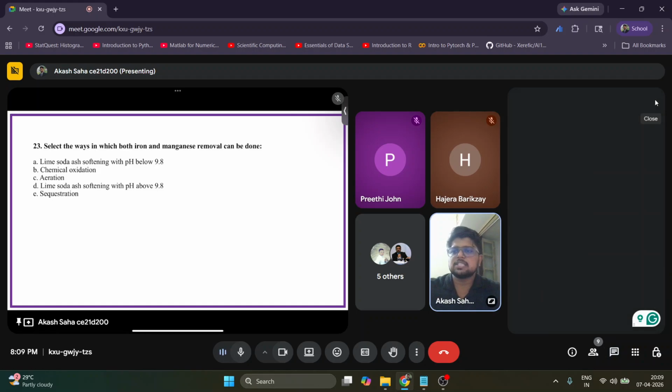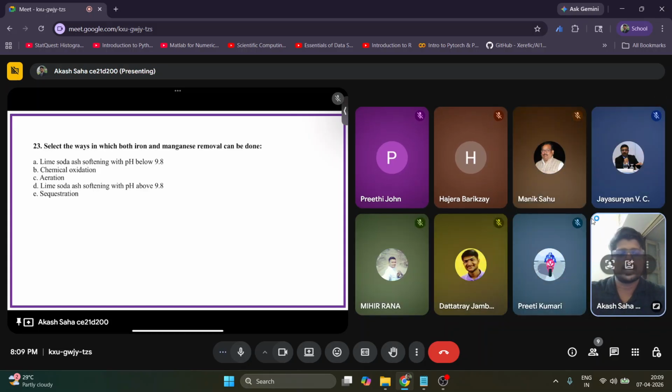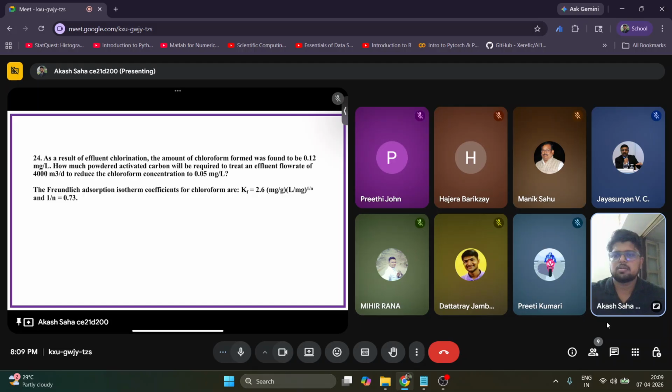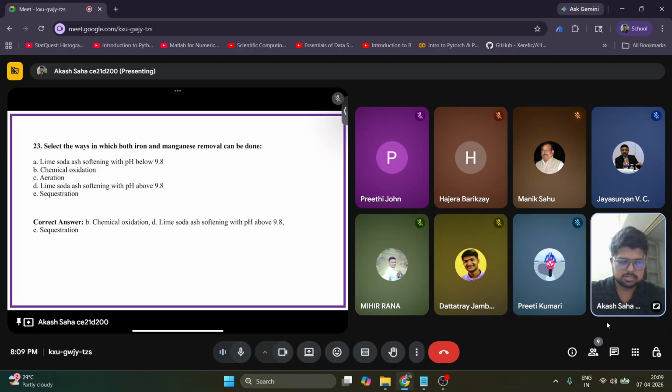It is partially removed, so aeration will not be correct there. Whereas chemical oxidation, lime soda ash softening above pH 9.8, and sequestration are the correct options. So B, D, and E. Generally those are the correct options. We will not consider aeration because it will not fully remove the manganese.